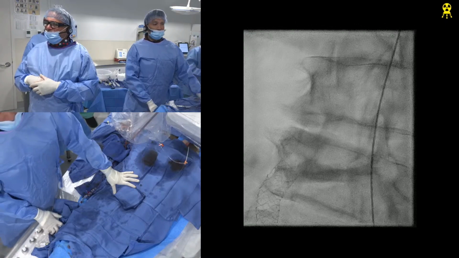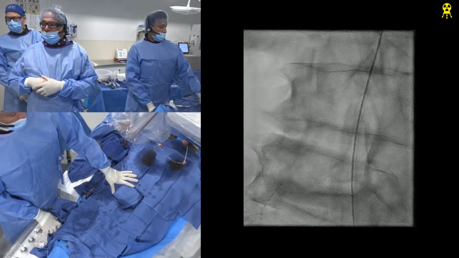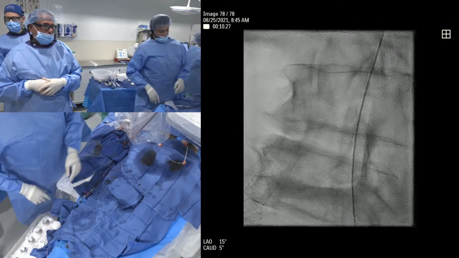So we don't have 7.0 XLs? No, they only come in 8. Oh, they only come in 8. Okay. So that needs an 8 French sheath. Even the shorter ones? Correct. Even the 39. All right. So give me the 7.0.